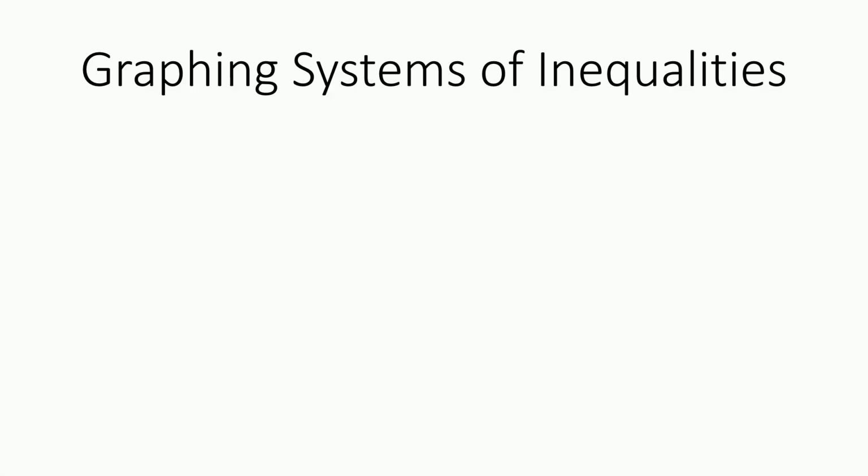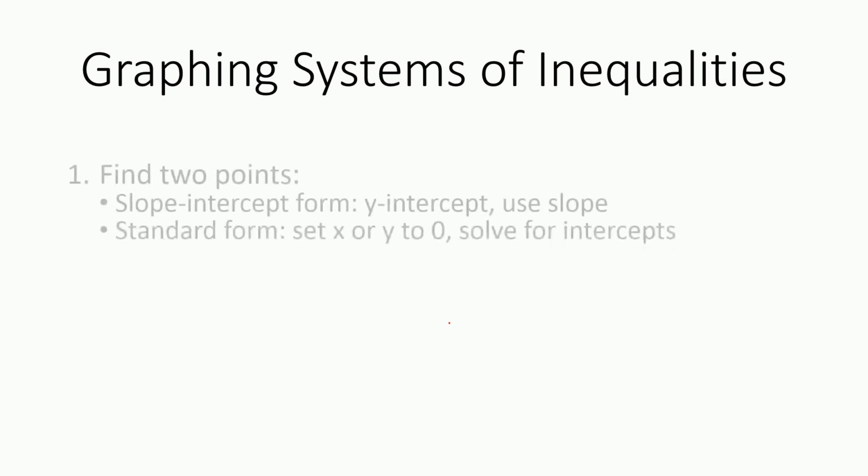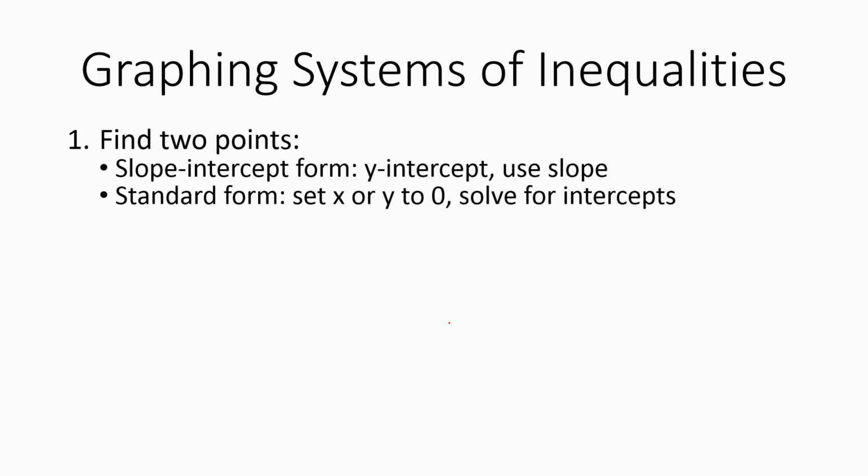So as I said earlier, the only way we can solve systems of inequalities is by graphing. And so when we look at graphing systems of inequalities, it's really just graphing two inequalities one at a time. There's slight differences, but we can think of it as just like we've got two inequalities, let's graph both of them. So whenever we graph inequalities, we should find 2 points. And in slope-intercept form, we can use the y-intercept and the slope to find 2 points. The y-intercept is automatically 1 point, then you can use the slope to find a second.